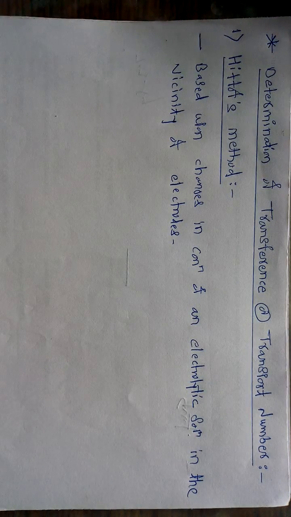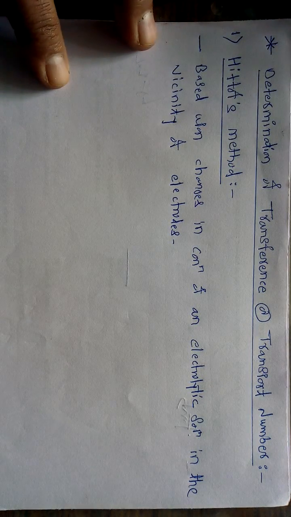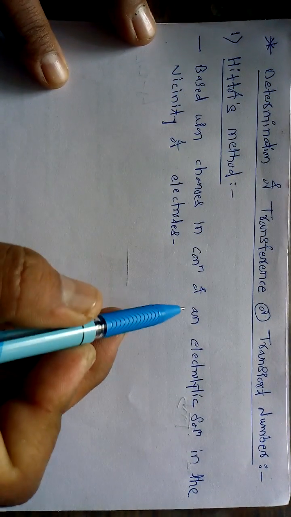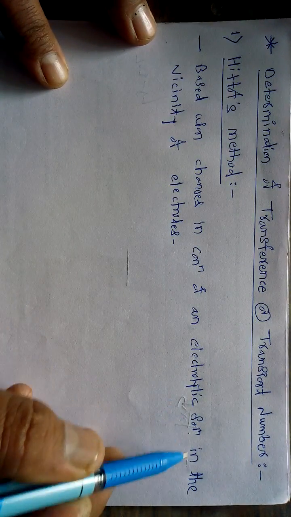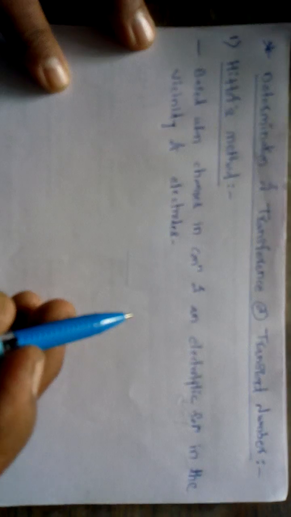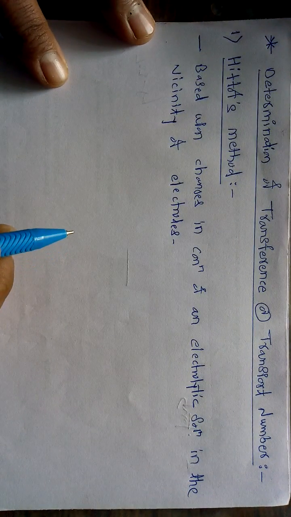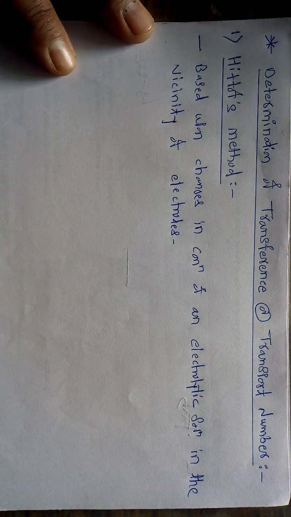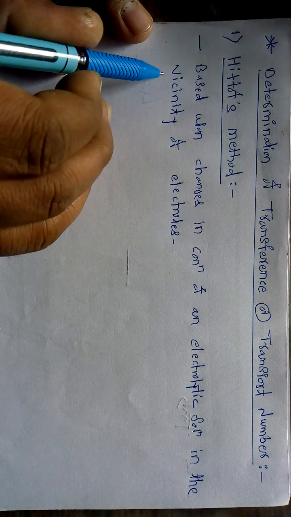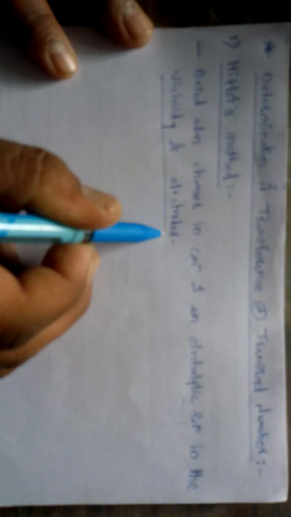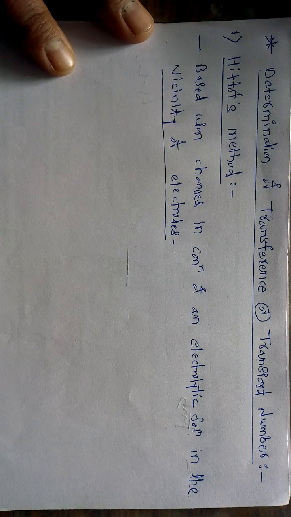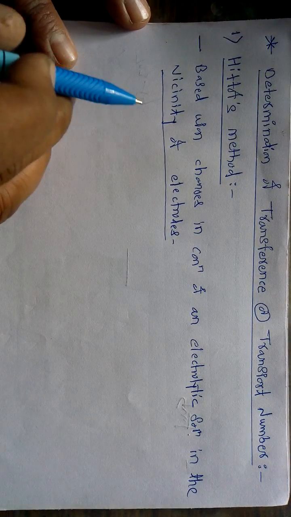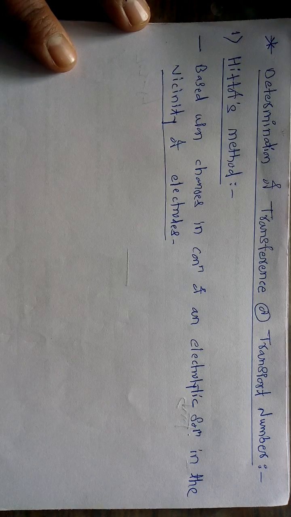Means in this method we have to take into consideration the observation of changes in concentration of an electrolytic solution in the vicinity of the electrodes. So how can these changes in concentration of the electrolytic solution take place in the vicinity of these electrodes? By measuring those changes we have to determine the transference or transport number. So this is the basis of this Hittorf's method.